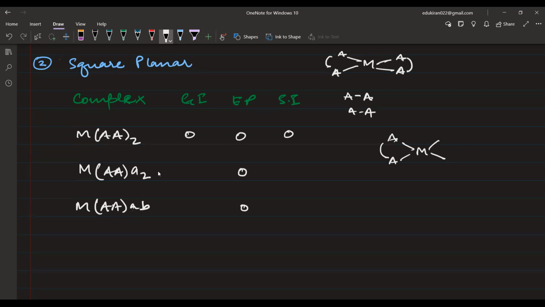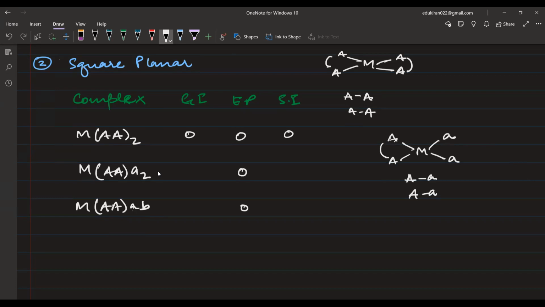We have AA and we have AA like this. Now in this case also, one more thing is that the bidentate ligand will always be cis to each other. It cannot be trans to each other. You cannot have a bidentate ligand which is trans to each other. It will be very far away. So that will be cis to each other. Here also you are going to get AA and AA.